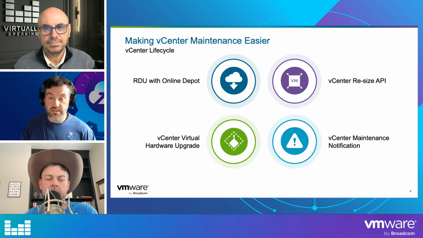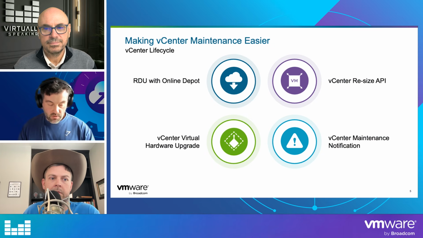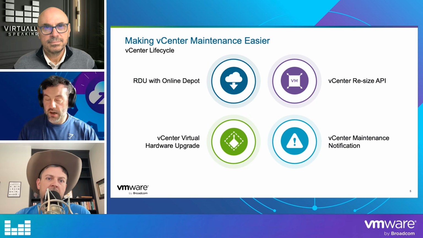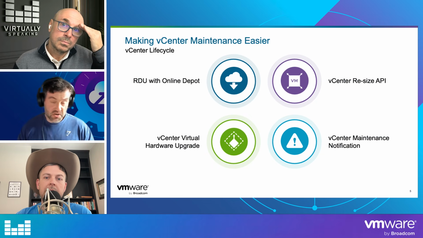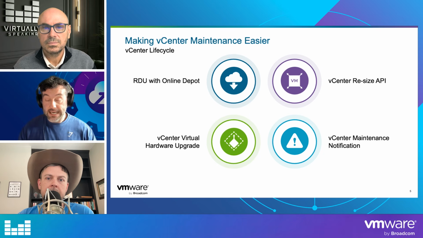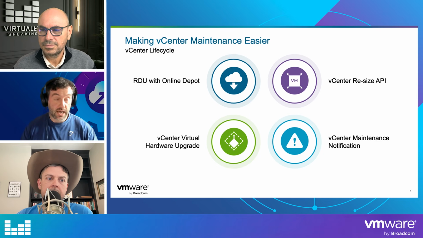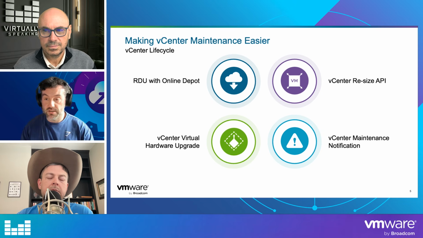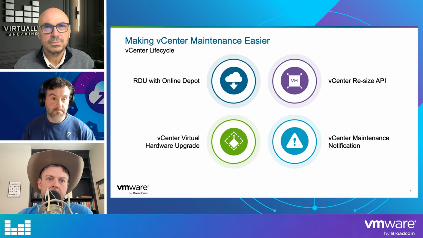Today this needs you to either set up an offline depot or manually download the ISO, mount it to vCenter and do it that way. If you're using the online depot mechanism, which a lot of our customers are, you don't have to fiddle with any of that. It'll automatically detect that there's a new patch or update available and offer you the reduced downtime upgrade method that way. You don't have to do any additional downloading or mounting or anything like that.